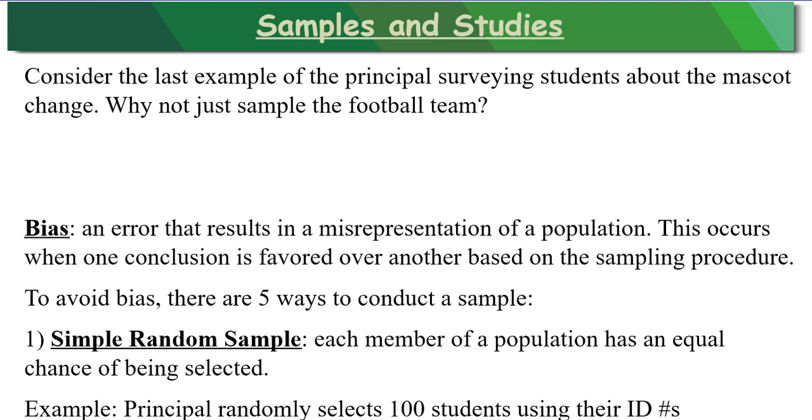Consider the last example of the principal surveying students about the mascot change. Why not just sample the football team? Well, the problem with sampling just a specific group is it might introduce what we call bias, an unequal representation of the population. The views and opinions of just the football team might not represent the entire school. It might be too focused, so it might not represent the entire population.